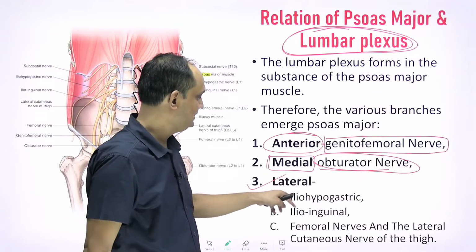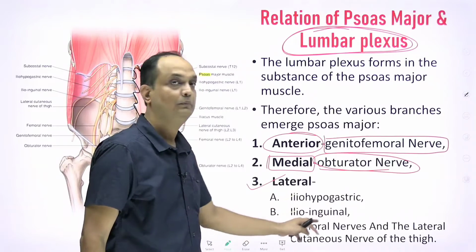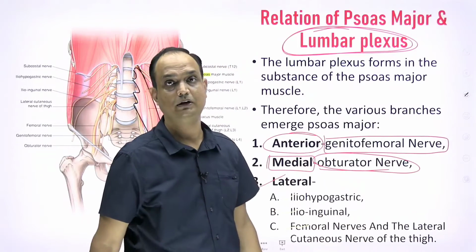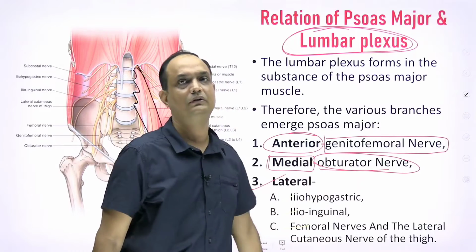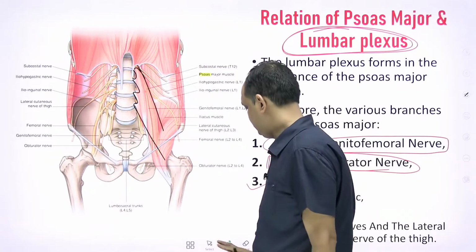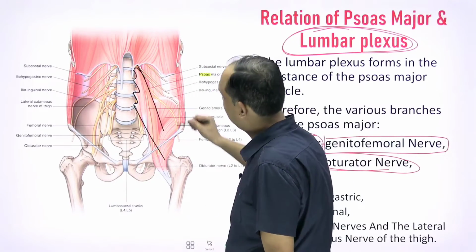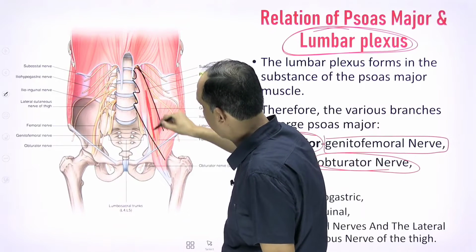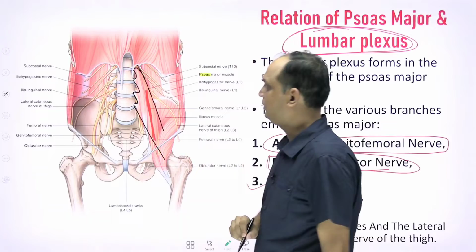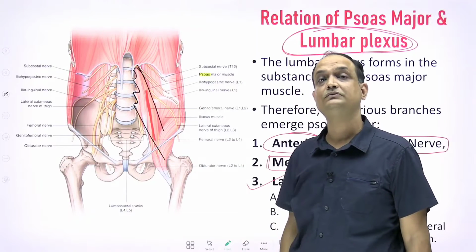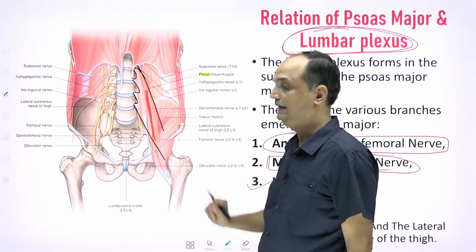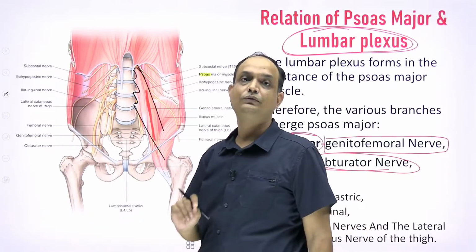One is iliohypogastric, ilioinguinal, femoral nerve and lateral cutaneous nerve of thigh. So this is a very important question, and this is a question of your exam. Now in this image, on this side you can see that this is your psoas muscle, and on the anterior surface, if I am having this image based question, and if I draw a line on the anterior surface of your psoas major and ask to name this red color line, the answer is genitofemoral nerve.